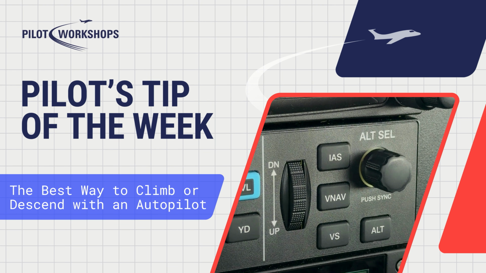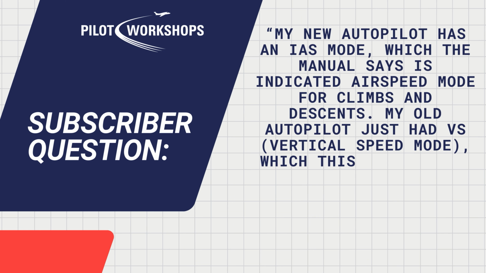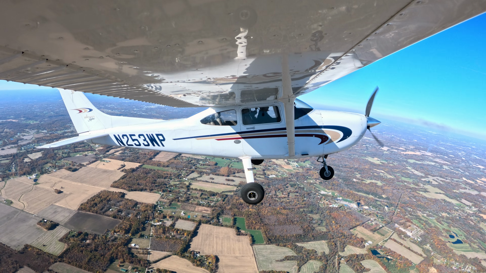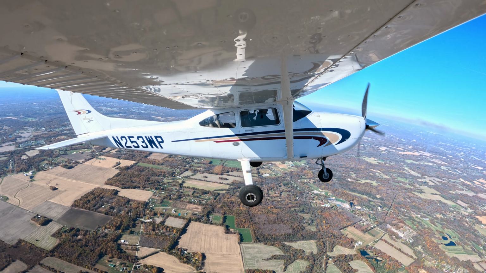This week's question comes from Joe, and he asks, my new autopilot has an IAS mode, which the manual says is indicated airspeed mode for climbs and descents. My old autopilot just had VS, or vertical speed mode, which this new one has as well. VS gets the job done. Why would I ever use the IAS mode? We'll hand it off to Bruce Williams for this week's pilot tip.